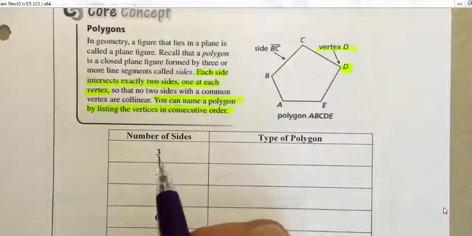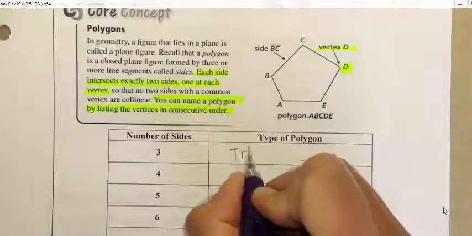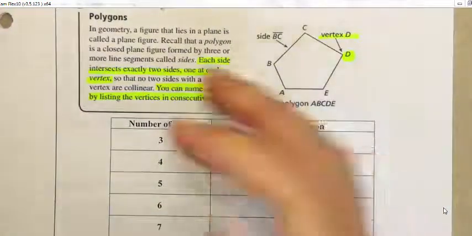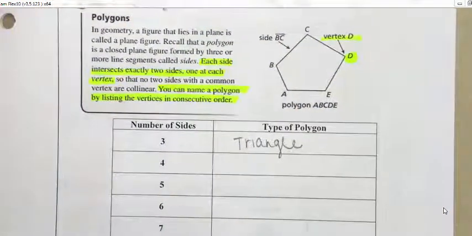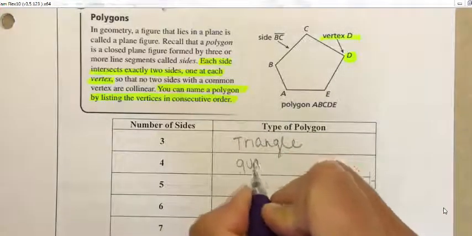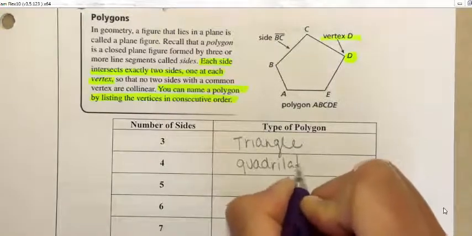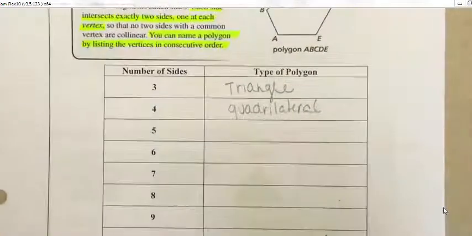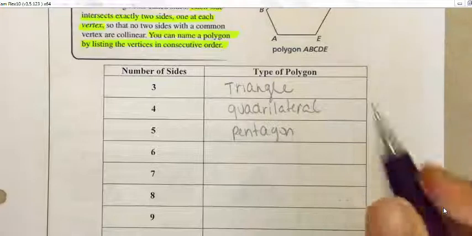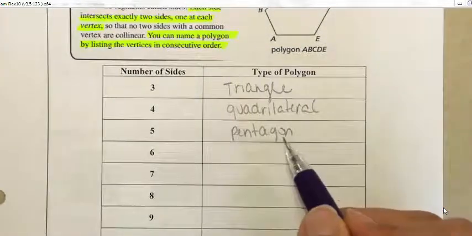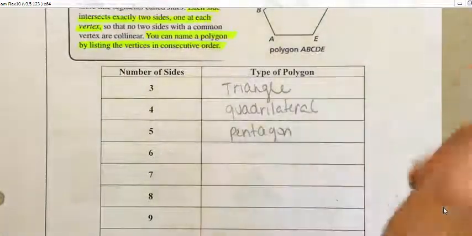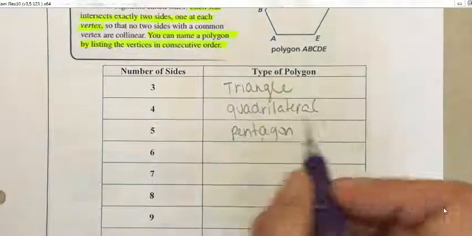So if a polygon has 3 sides, we've always called that a triangle. If it has 4 sides, yes, a square is a type of quadrilateral, but there are other types of quadrilaterals. So if it has 4 sides, we call it a quadrilateral. And we will talk about different types of quadrilaterals eventually. 5 sides is a pentagon. There's actually a building in Washington, D.C. called the Pentagon. It actually is built like a pentagon. A pentagram has like 5 corners. That's a star. Okay, so pent means 5.